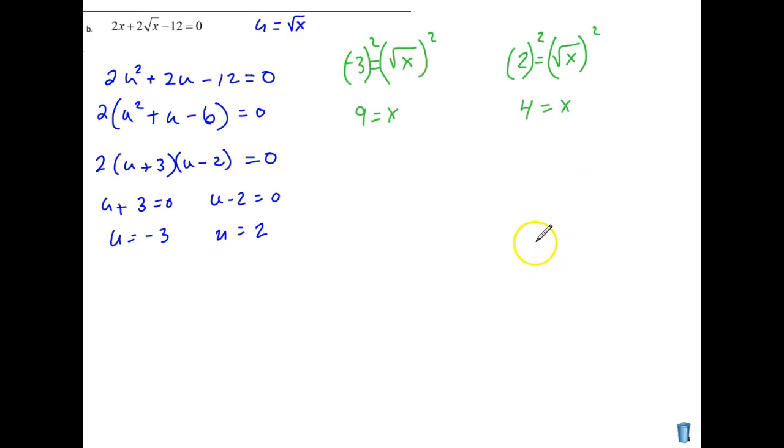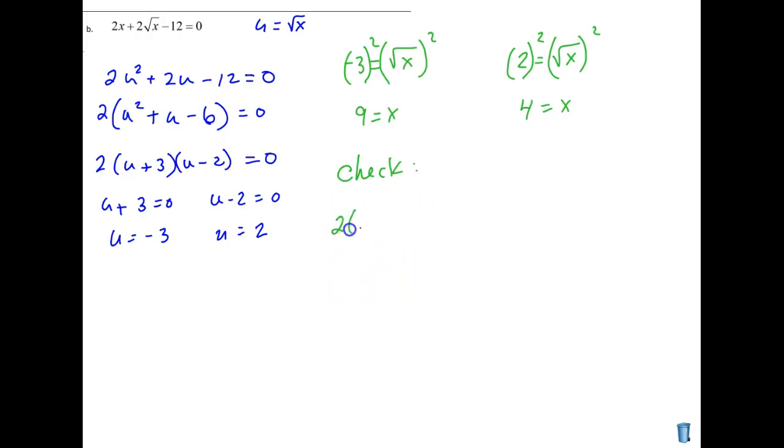Now remember, I put in the other video, there is that caveat that if you square or raise to the 4th power or any even power both sides, you have to check your answer. It's always a good idea to check, I suppose. But for sure, these ones you need to check.